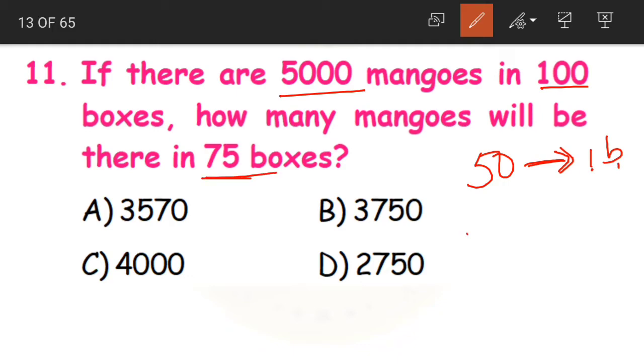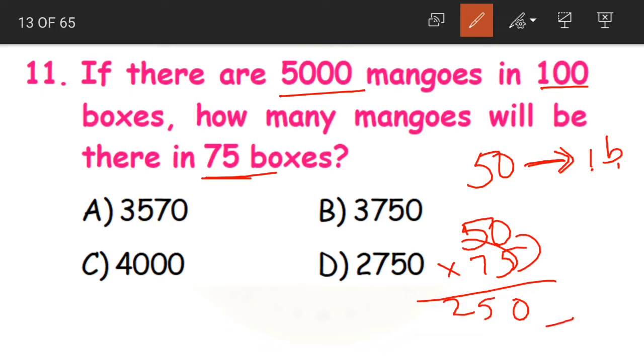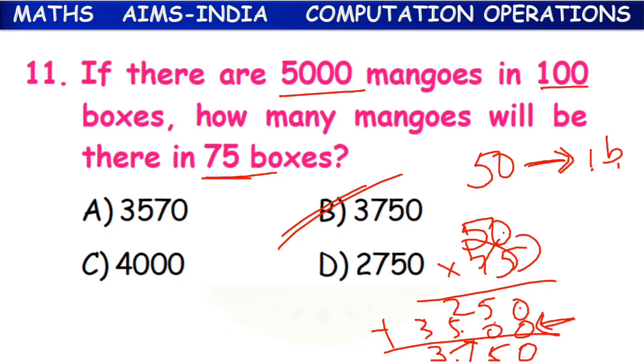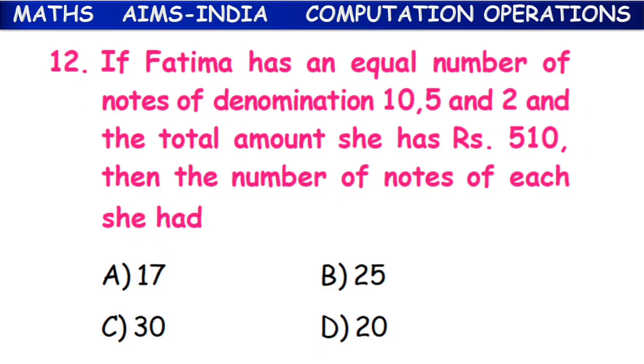Now how many mangoes will be there in 75 boxes? 50 into 75. 5 zeros are 0. 5 5s are 25. Again 7, new number, new line. 1 0 first. 7 zeros are 0. 7 5s are 35. Adding our partial products. 0 plus 0. 5 plus 0, 5. 2 plus 5, 7. 3. What is our answer? 3750. That is option B. Clear, children? First we found out the number of mangoes in one box and then we multiplied it with 75, so that we will get the number of mangoes in 75 boxes.